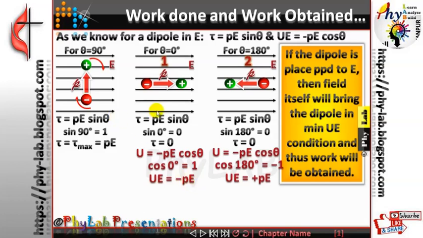So in this situation, who does the work? Who is rotating the dipole? The electric field itself rotates the dipole, isn't it, friends? So when the electric field is rotating the dipole, you are not going to do the work, rather work will be obtained. That's why I am saying that if the dipole is placed perpendicular to the electric field, then the field itself will bring the dipole to the minimum potential energy condition, and thus work will be obtained.